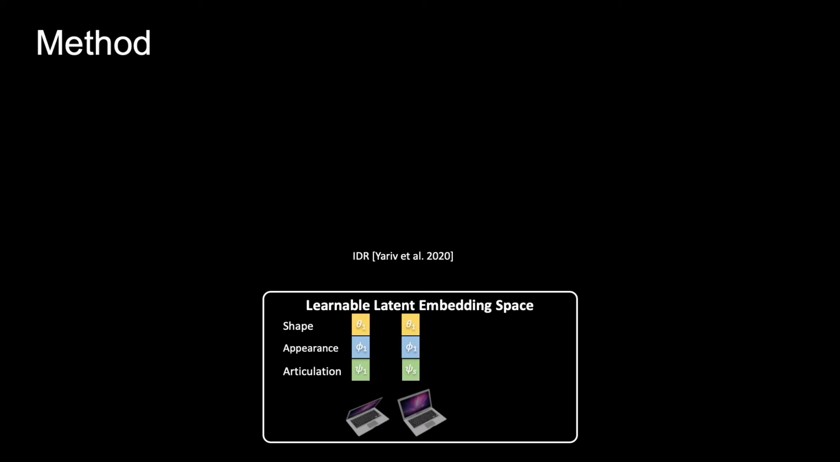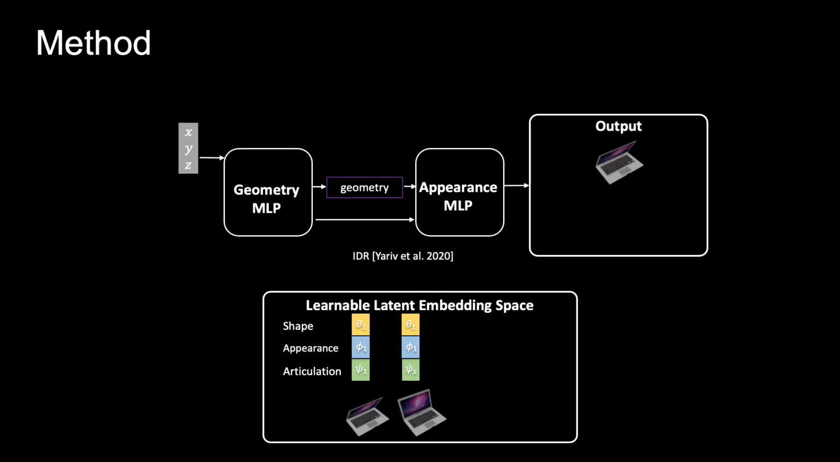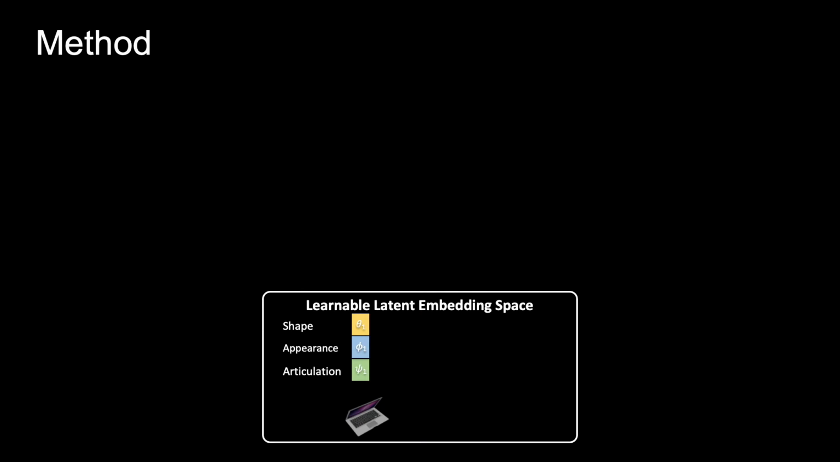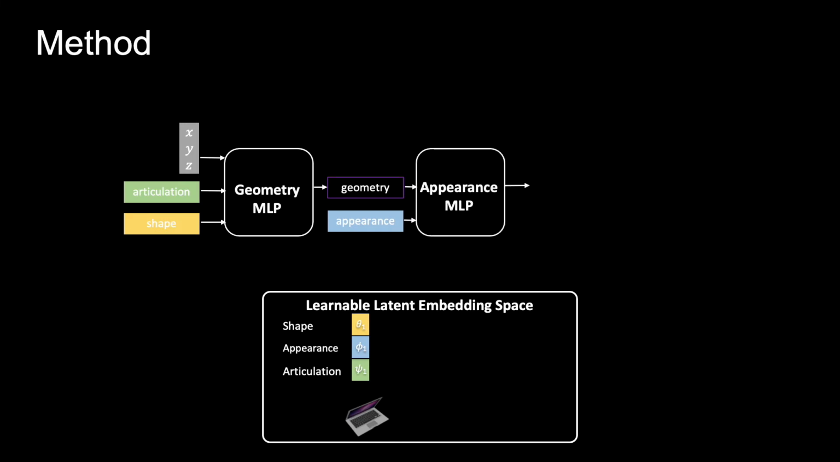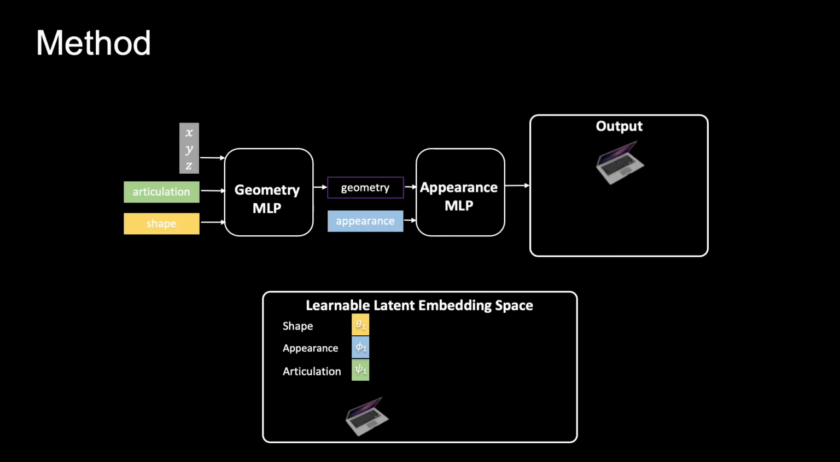We use IDR as the backbone differentiable renderer, which learns geometry and appearance from masked images for only a single object. We extend it to work for a class of objects with articulation, by first adding the articulation and shape code as input to the geometry network. From the predicted geometry and appearance code, the appearance network renders an image from a specific camera view. We impose losses on masked RGB images as well as geometric and latent code regularization.